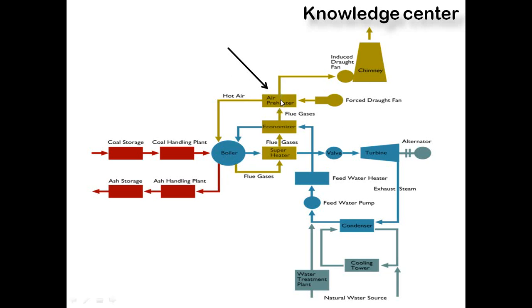Right. So after passing the air preheater, the flue gas will be given to the chimney, and from there it will be released to the atmosphere. So before leaving it to the atmosphere, we are using the heat out of the flue gases. Now let's see what types of air preheater we have. We have two types of air preheaters: recuperative and regenerative type.